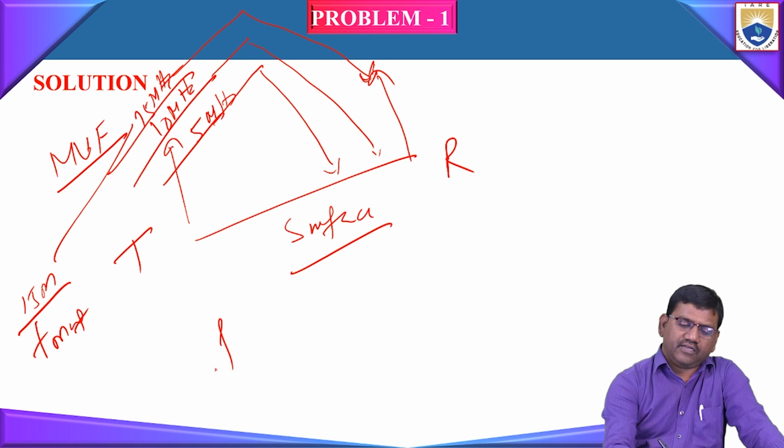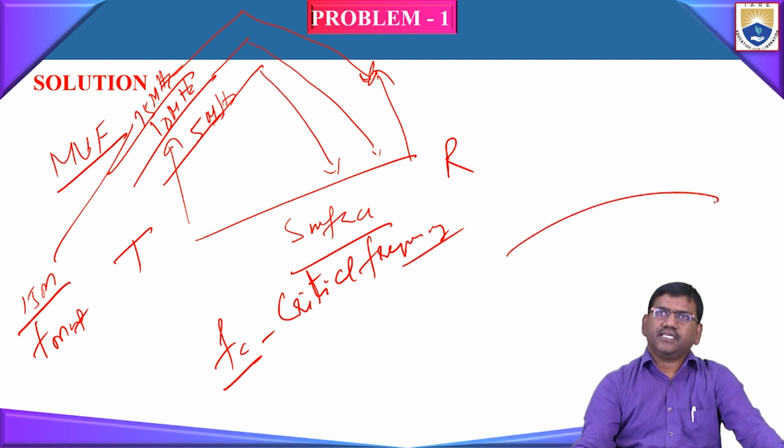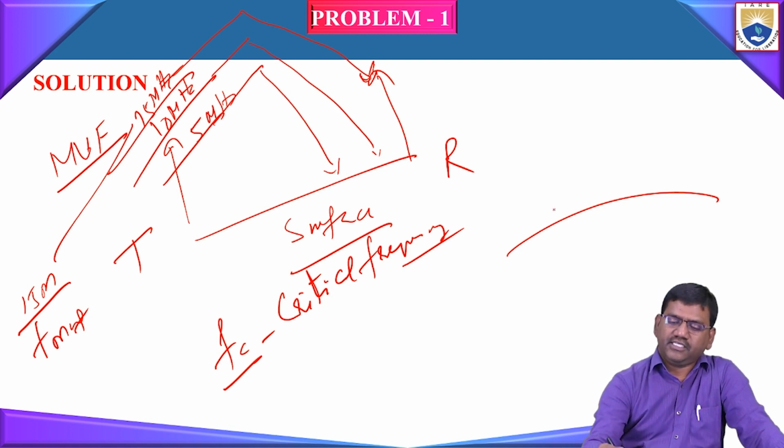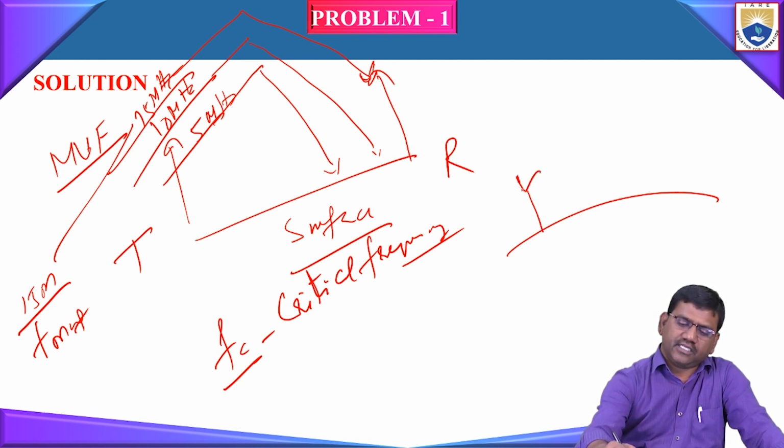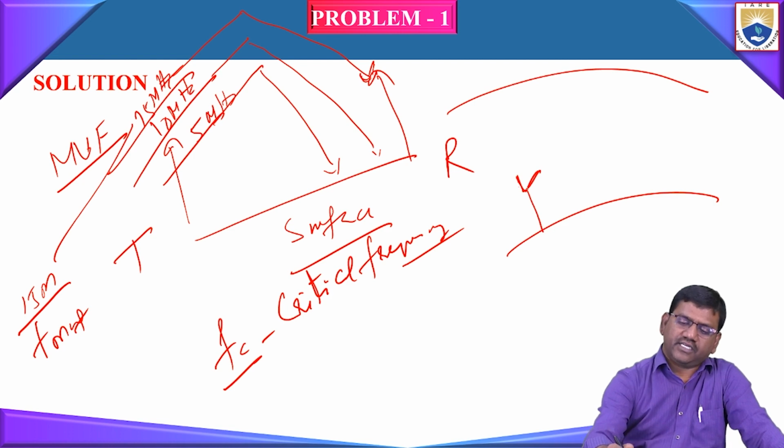And similarly, what is the critical frequency? We need to determine the critical frequency. The highest frequency at which the wave is reflected from the ionospheric region at vertical incidence, we call it the critical frequency. Suppose here there is a transmitting antenna on the curved surface of the Earth. We are going to locate this antenna in this direction like this. And here there is a surface of the Earth. And we are sending the signal vertically.